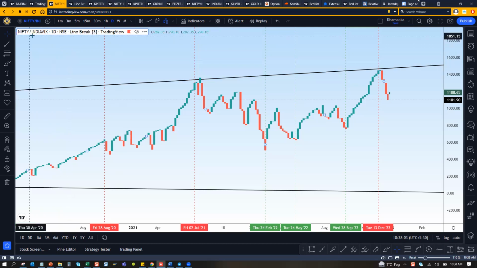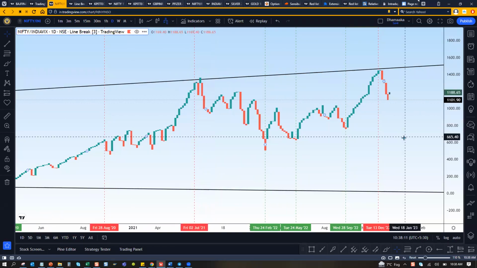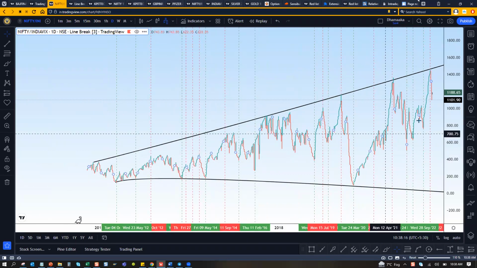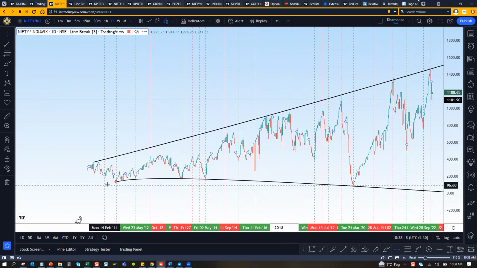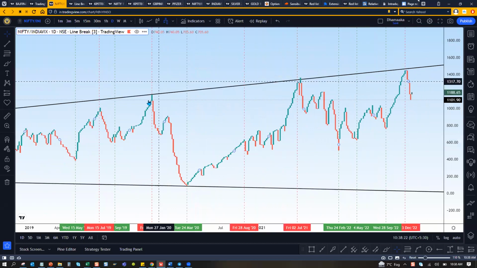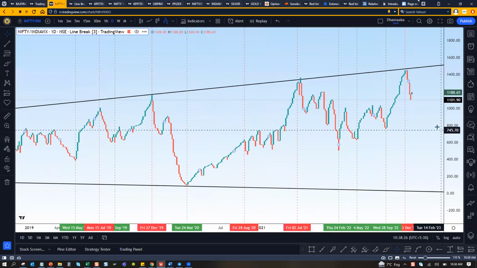I won't go into details of India VIX, but this chart shows Nifty versus India VIX, and we are comparing this ratio chart on line break. If I zoom out, it is in this kind of pattern. I've made some trend lines on the bottom and the top, and there are certain levels where it has always hit and reversed.